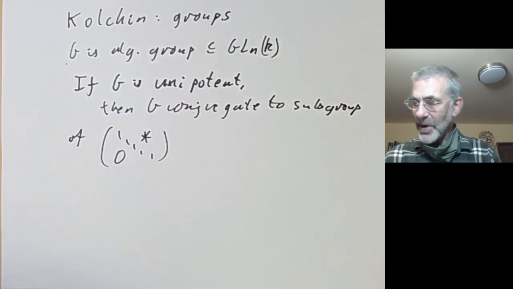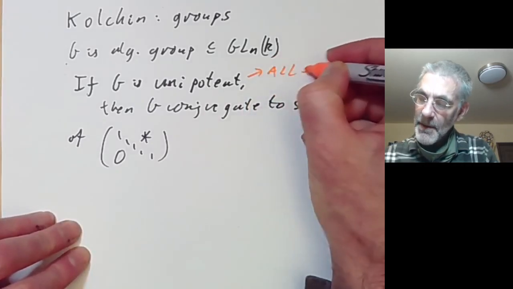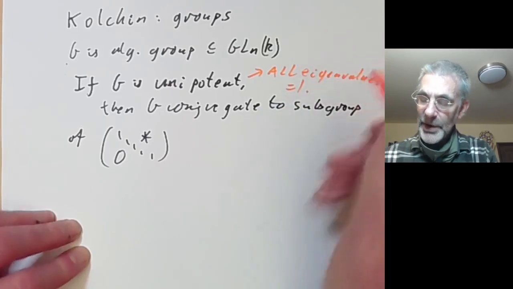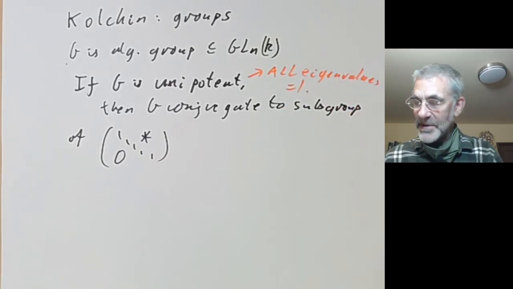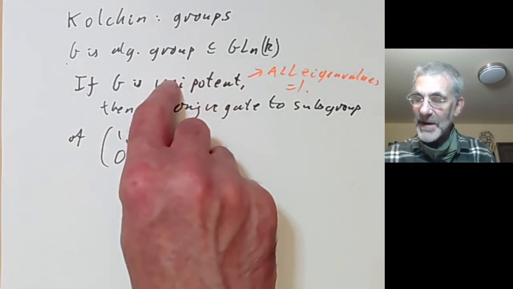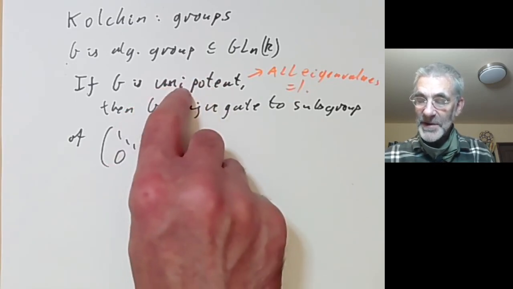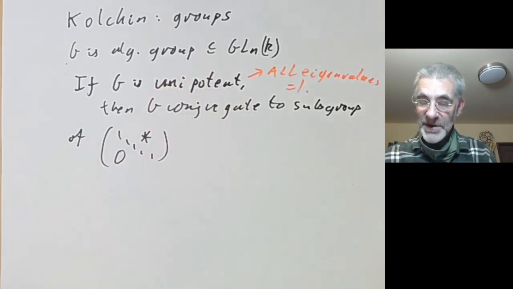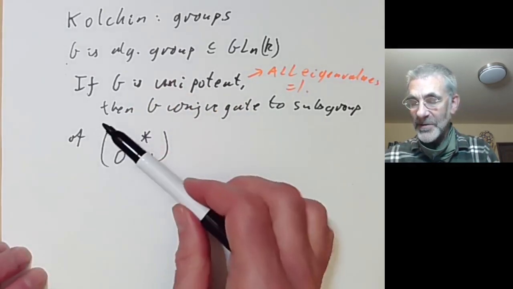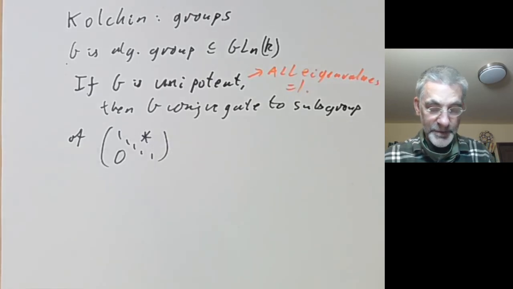So what does unipotent mean? Well, unipotent means all eigenvalues are equal to 1. So nilpotent means all eigenvalues are equal to 0. So this is a sort of group theoretic analogue of a matrix being nilpotent. If a matrix is nilpotent, then 1 plus that matrix is unipotent. And this is obviously very similar to the condition that the Lie algebra should be conjugate to something that is strictly upper triangular.